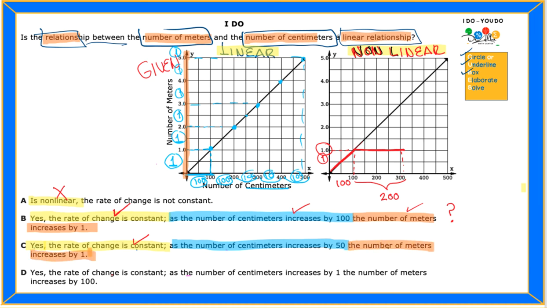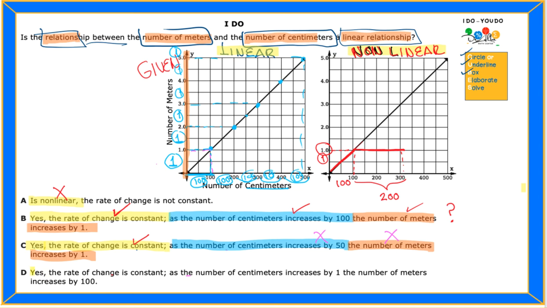Let's check. And look, guys, when the number of meters increases by 1, it will be this. We already know it's 100, it's not 50. To be 50, then it will be here. So the line will be more straight, right? So no, this is not working. The second part didn't work. Okay, so only B is working. Now let's look at D.